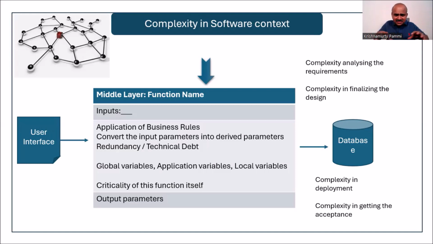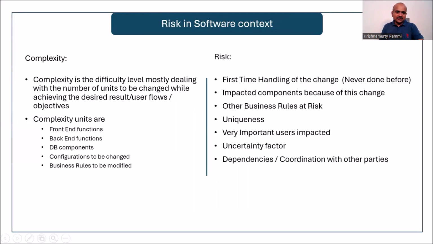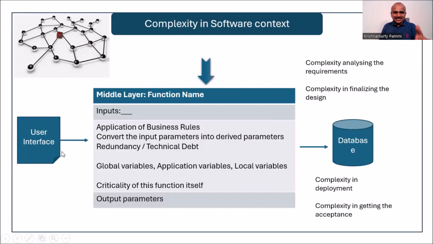So there are many things. This is what is complexity. What is complexity is this kind of a thing. So head one is whatever I discussed here. Head two is this. So this is the complexity.